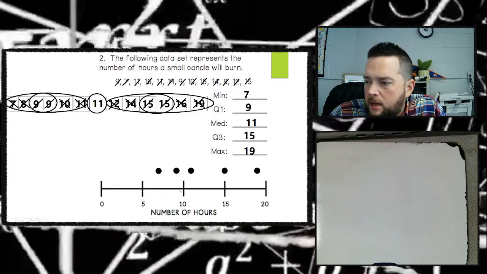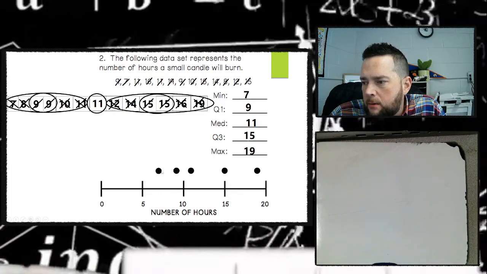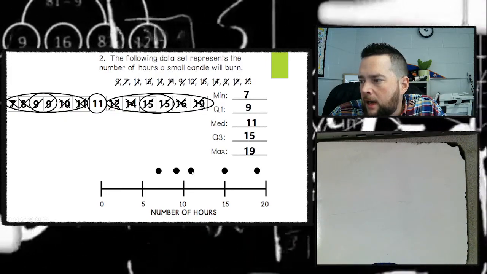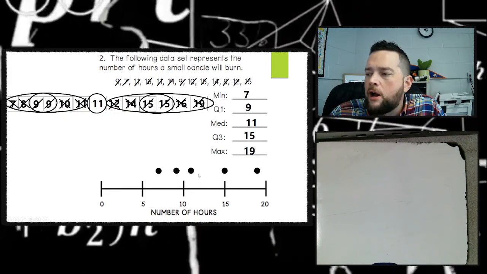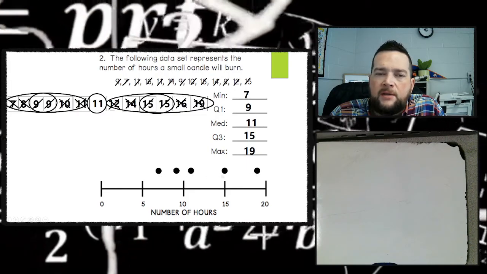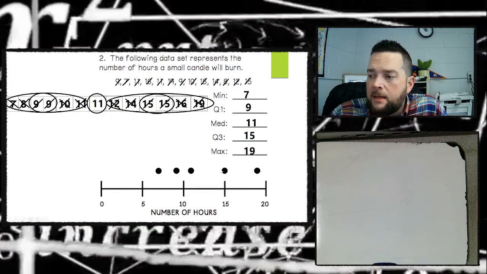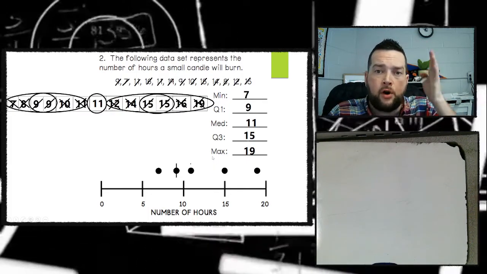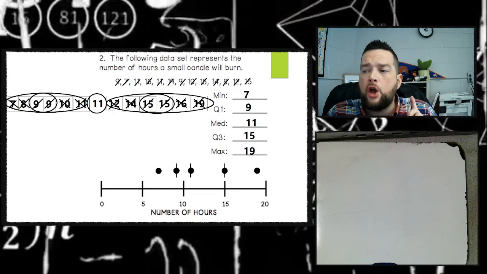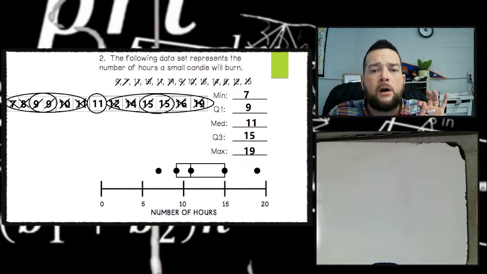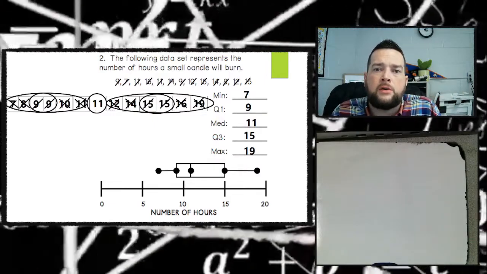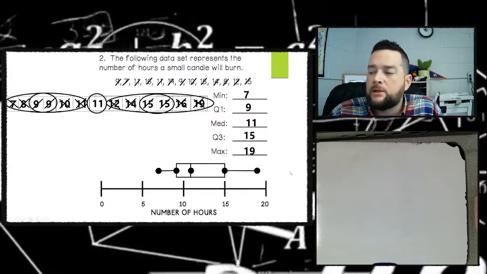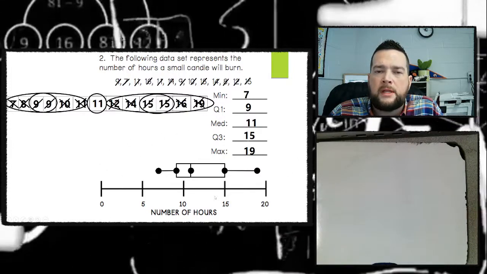So 7 is going to be in between 5 and 10, but a little closer to 5. And then 9s are going to be pretty close to 10, and then 11s just after, and so on and so forth. So you're going to plot those 5 dots above the number line. Then you're going to draw vertical lines through the Q1, median, and Q3. You're going to box those in, and then you'll draw whiskers out to the least and the greatest, just like that. And so you should have a box plot that looks really similar to that.